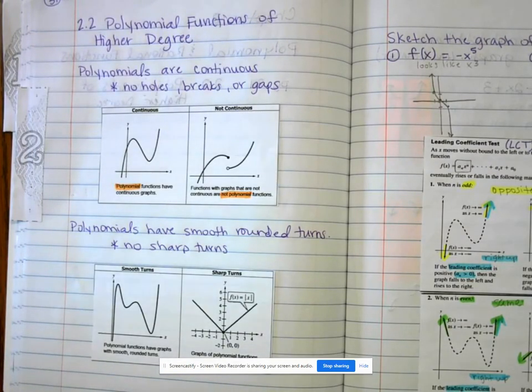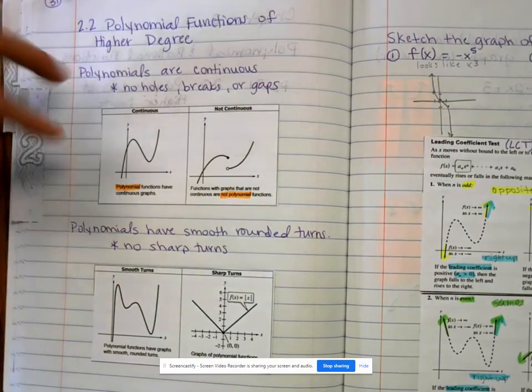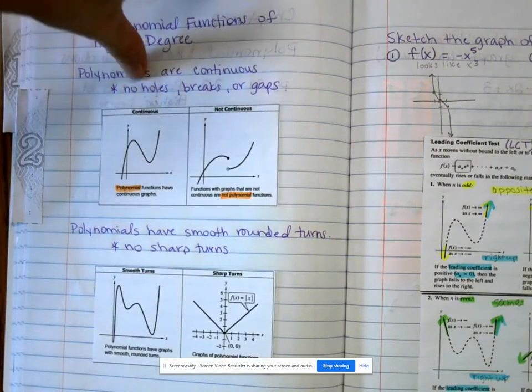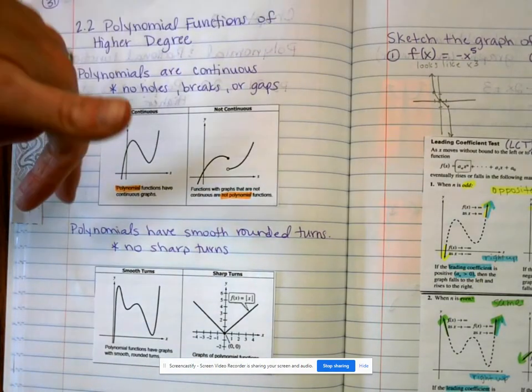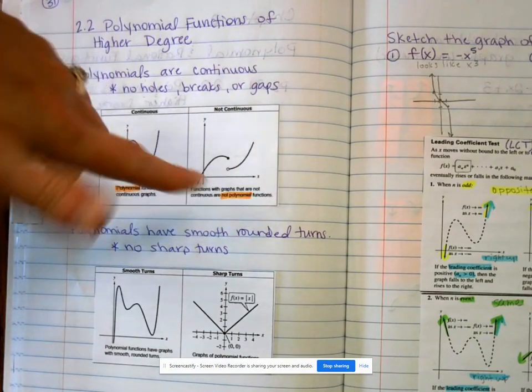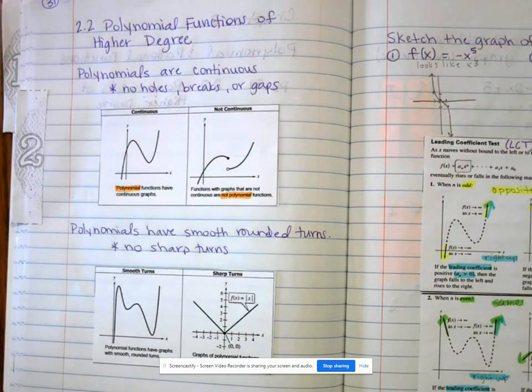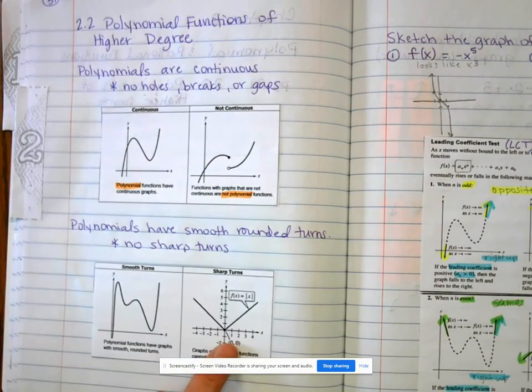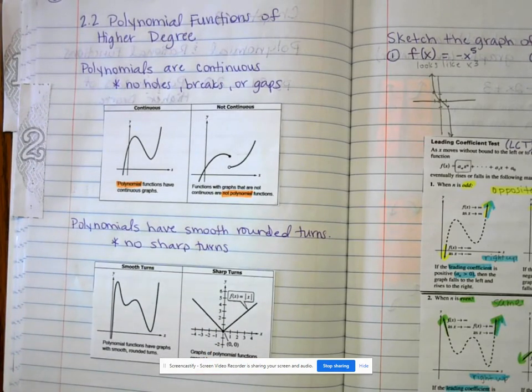So with polynomials, what we need to know just to be able to look at a graph and know if it's a polynomial, there's two things to look for. First of all, they have to be continuous, so no holes, no breaks, no gaps. And the other thing is they have to be smooth, so they can't have sharp points. Like this absolute value has a sharp point, so it's not a polynomial.